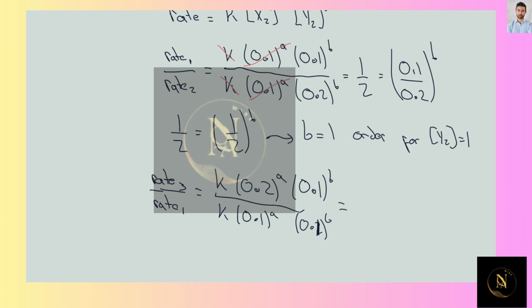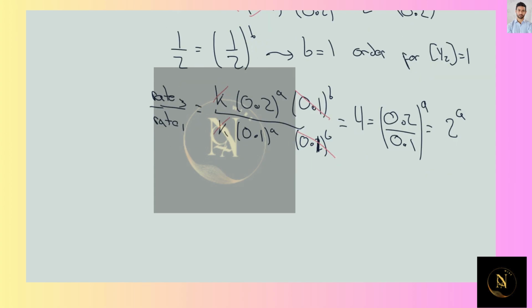So now what cancels out are the concentrations of compound y2 to the B, and we end up with, when we divide rate 3 by rate 1, which is 0.2491 divided by 0.06227, essentially 4. So 4 needs to be equal to 0.2 over 0.1 to the A, which is 2 to the A. With this, we can readily see that A is equal to 2, thus the order with respect to x2 is equal to 2.